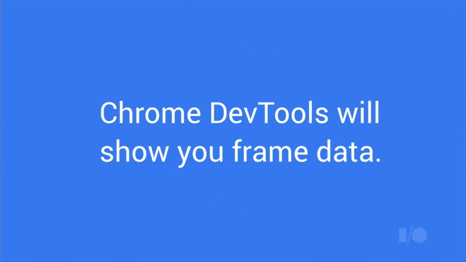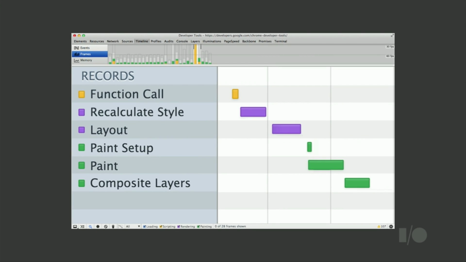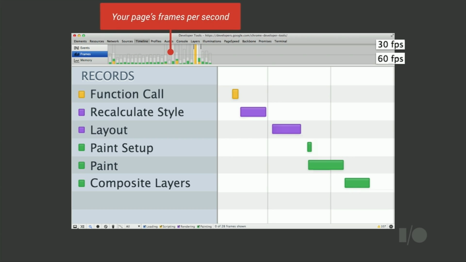The good news is that Chrome DevTools will show you frame data. If you load up DevTools and go to the timeline tab, you can see something like this. This is zoomed in. The things that we care about is there's this line here at the top that marks the 30 frames a second. This one is 60 frames a second. And you see here, when you're running your page and this is recording, you'll start to see these bars appear. This is your page's frames per second.